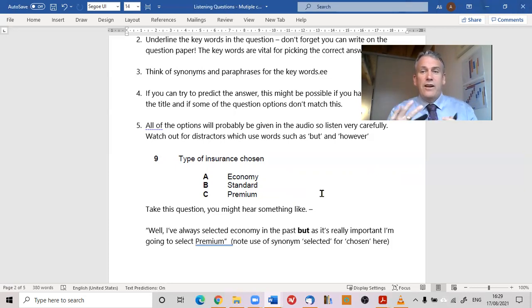So you can see there, the first thing you will hear is, well, I've always selected economy. So you immediately are drawn to the economy answer. Then he uses one of the typical distractor words, but, and he says, but as it's really important, I'm going to select premium. So the answer is in fact premium. Incidentally, note the use of selected in the audio rather than chosen, which is in the question.